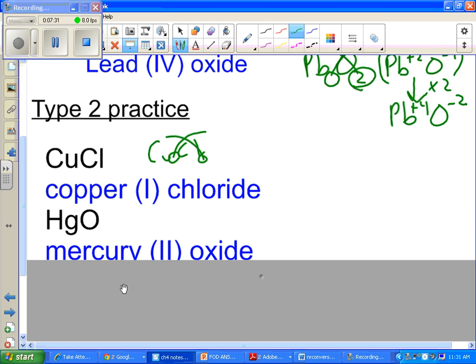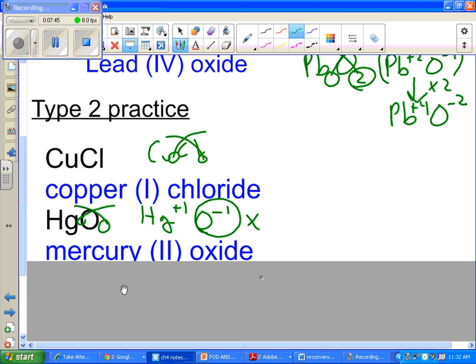And then we have mercury 2 oxide. Why is it 2? If you undo these, it looks like it's 1-to-1, but it's not. This is not a -1 charge, which means this formula was doubled, meaning Hg plus 2 and O minus 2. And that's where the Roman numeral 2 is coming from.